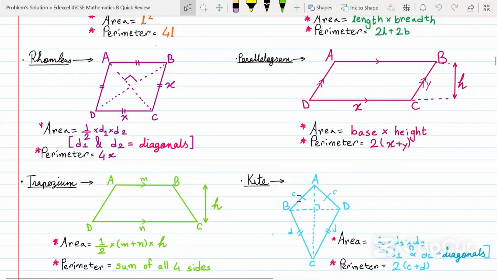And the last quadrilateral we have is a kite. We have flown kites high up in the sky during our childhood, and at this age as well, no doubt. Anyways, here AB and AD are of equal length, here length C, and BC and BD are of equal length D. The area of the kite equals half into D1 into D2. Here D1 and D2 represent the diagonals, and the perimeter equals 2 times C plus D. So hope you guys are clear.